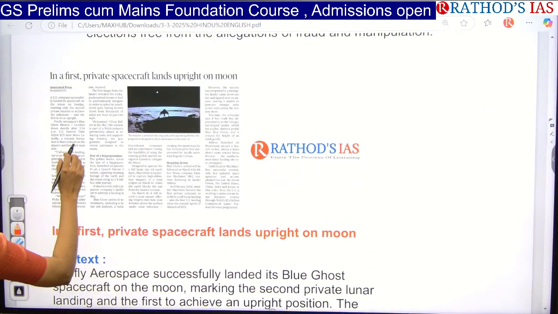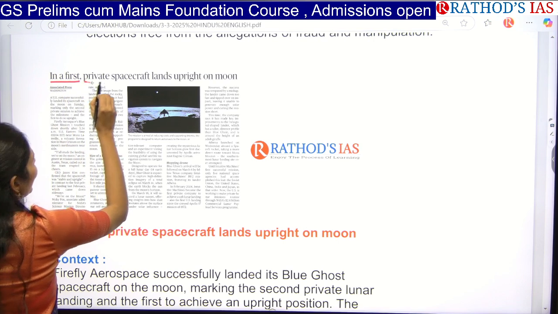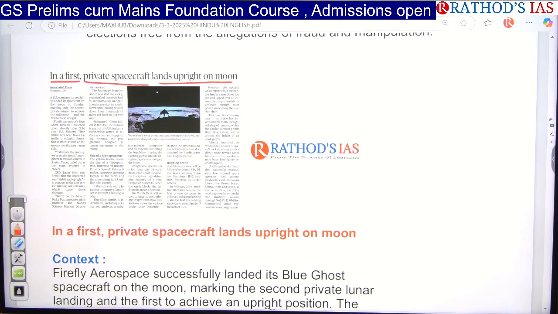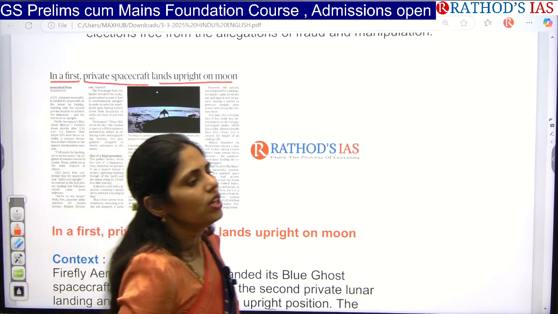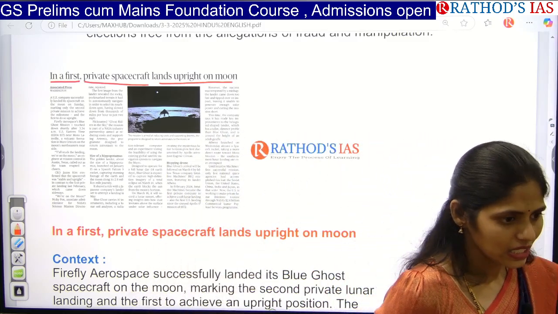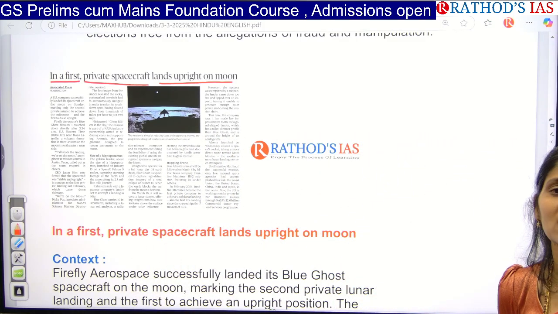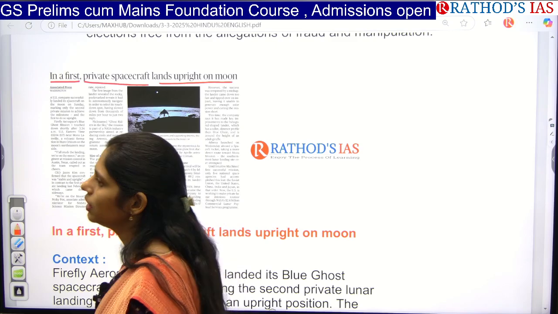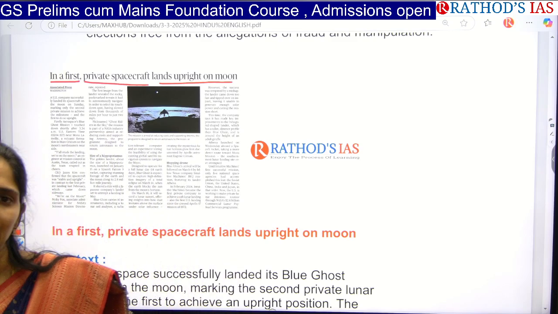See, the title, it is very important. First private spacecraft lands upright on moon. So this article is very important. Why? Because you all know that there is increasing privatization in the space sector. So even India also, we are supporting this private sector in space.